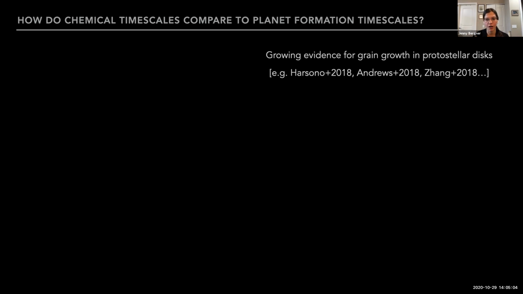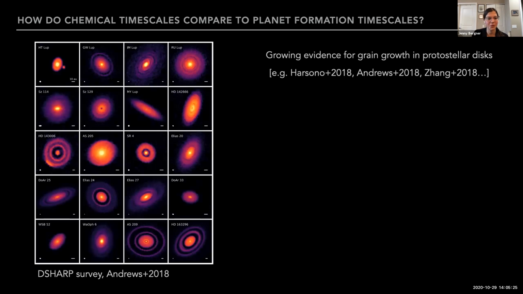Another real overhaul in our thinking that's happened recently is the idea that grain growth processes, which are really the first steps in the planet formation process, are happening much earlier than we previously expected. There's evidence accumulating on a number of fronts that this grain growth is happening already in the protostellar disk stage. One of the most dramatic illustrations of this is the DSHARP survey, an ALMA campaign led by Sean Andrews, looking at the dust in protoplanetary disks with extremely high spatial resolution. And what we see is that in almost every disk we look at, we have this really dramatic ringed substructure, like I showed you before for HL Tau.